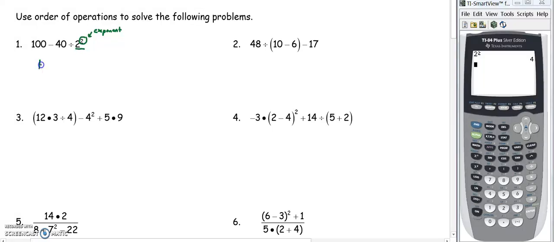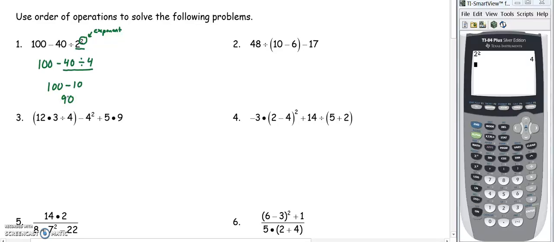So now we have 100 minus 40 divided by 4. Our next step then is to see if there's any multiplication or division. There is a division. So 40 divided by 4 is 10. So we have 100 minus 10. And now we can subtract and get 90.